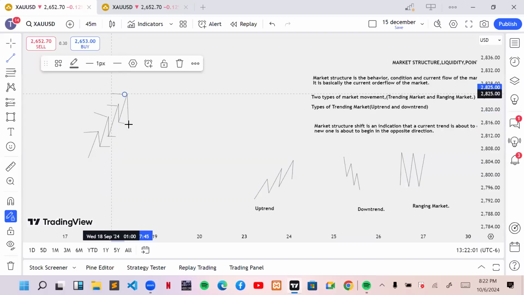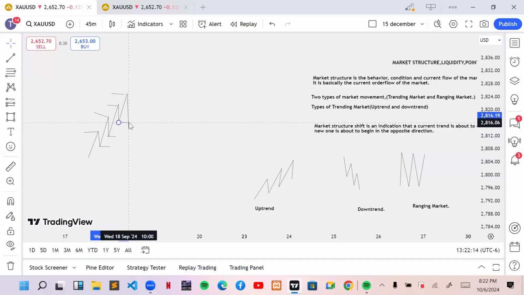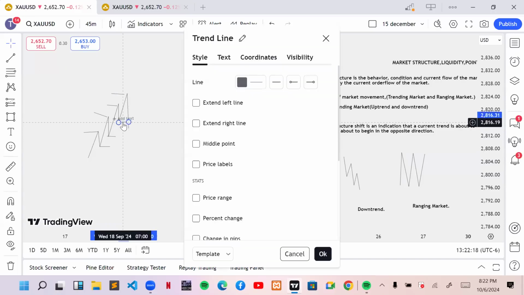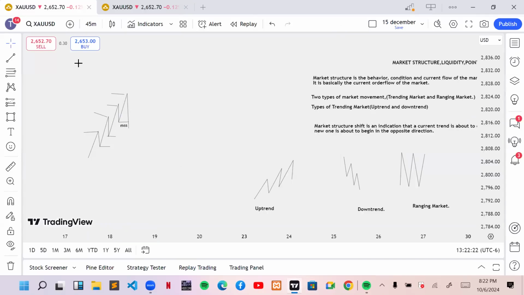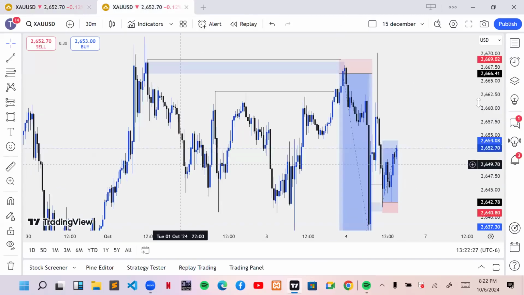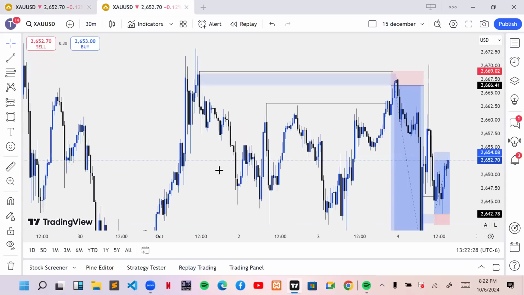Then what did the market do? It broke down this low, meaning that this is no longer an uptrend. It has already changed structure to the downside. So you mark this place out as your market structure shift. Mark it out with MSS. That is what market structure shift stands for. MSS. So let me give a proper indication using the charts.